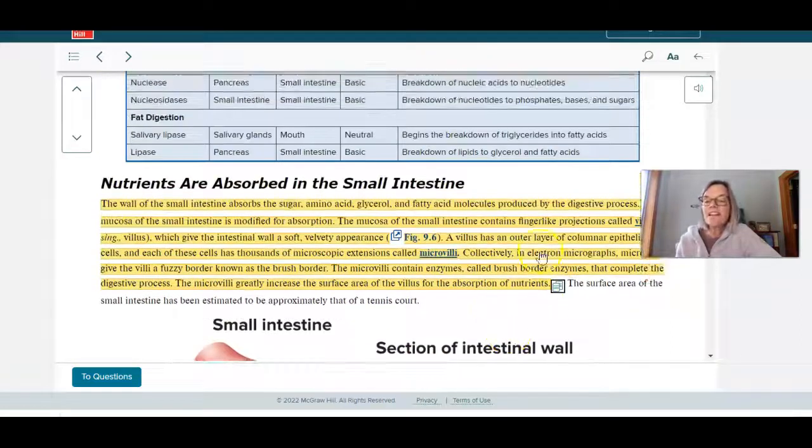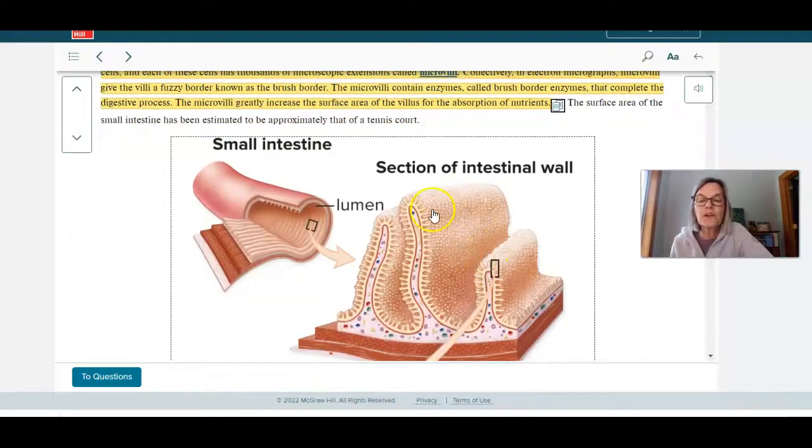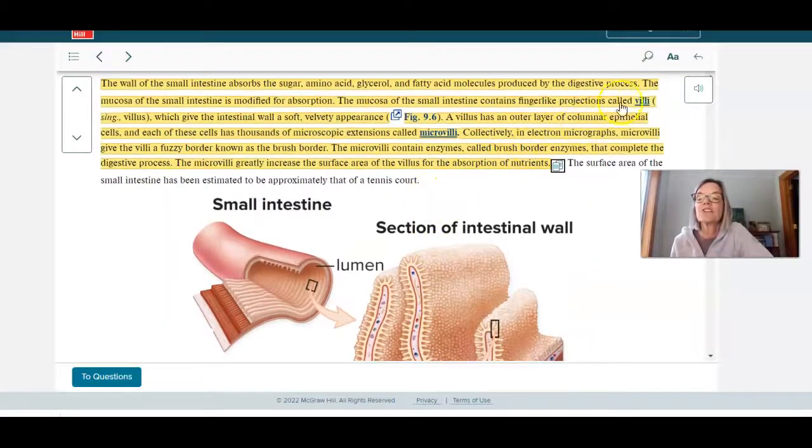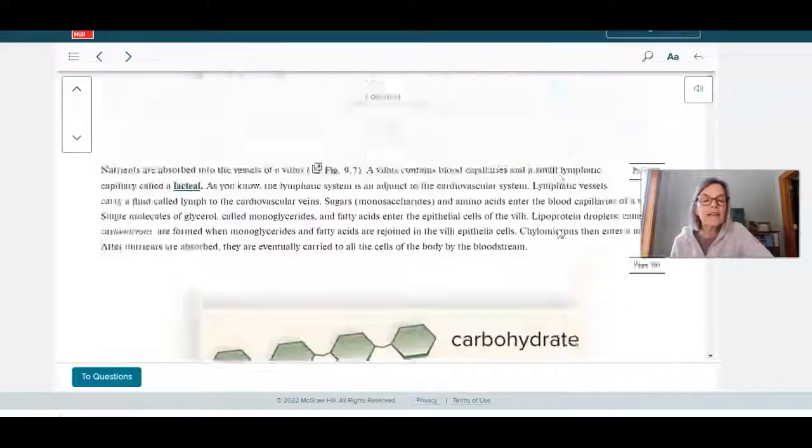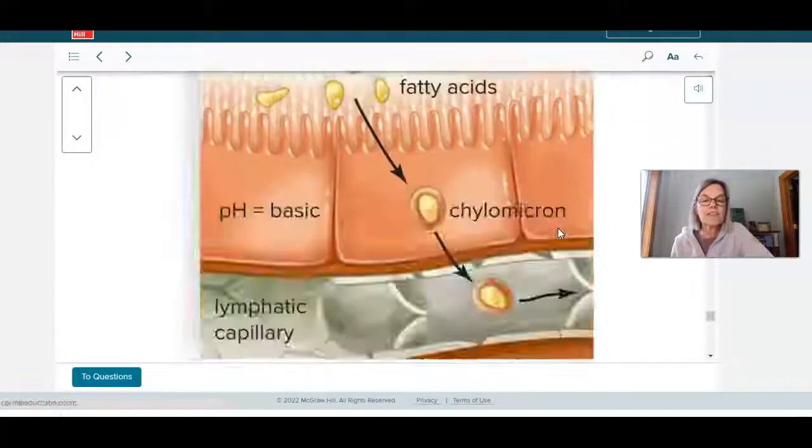If I do all this folding, I can get a lot more surface area. And that's really important because of that absorption function. If you're absorbing things from inside the small intestine through the walls into the bloodstream, it's much more efficient if you have a lot of surface area. And that surface area is created by villi and microvilli. And I think that's a good place to stop.